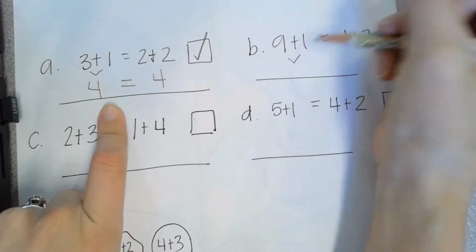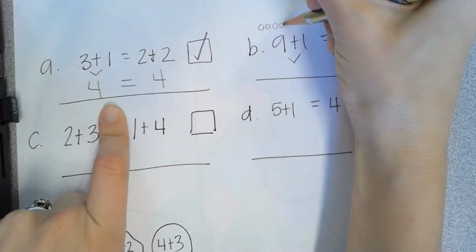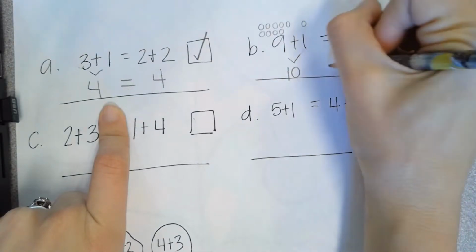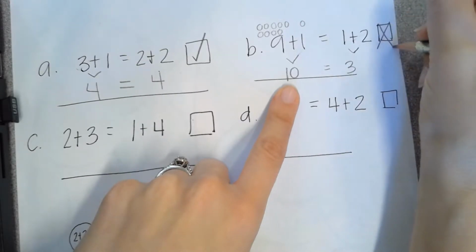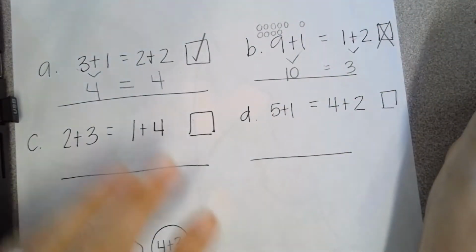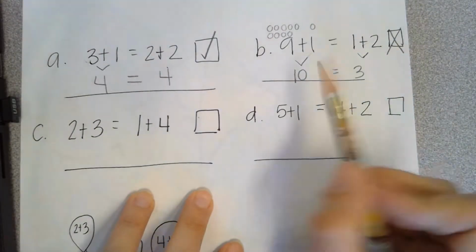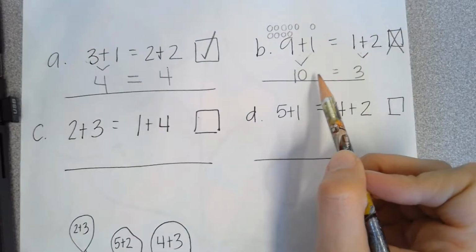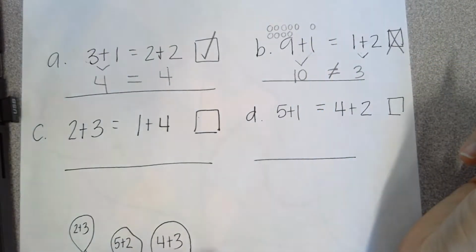So here I have 9 plus 1. If your child still needs to do circles, they can do 1, 2, 3, 4, 5, 6, 7, 8, 9 plus 1. And then they can add those up and find that 9 plus 1 equals 10. And then 1 plus 2 is 3. Are those equal? They are not. So we put an X. You can put little sample problems like this together for your child. Just put two simple problems with an answer of less than 10 on each side, and then have them determine if those are equal or not equal.